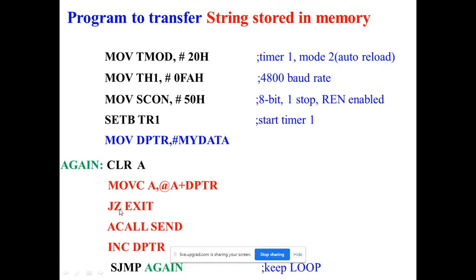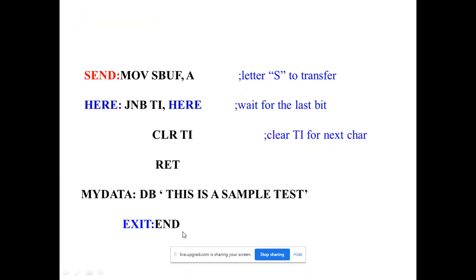Now the first character is in the accumulator, and then JZ exit. Suppose your characters are over, then jump to the exit. Suppose all characters are not out, till this does not become 0, you will not jump to the exit, you will follow the next instruction, and that next instruction is ACALL send, means you are calling a subroutine whose name is send. Now what is the send subroutine? Now the send subroutine is here.